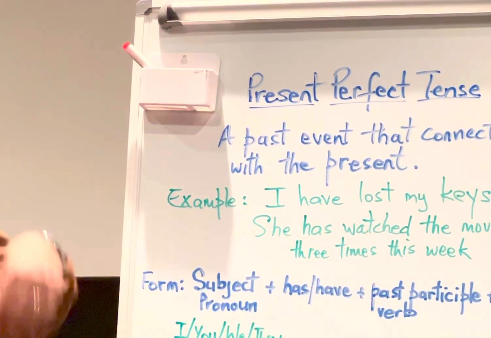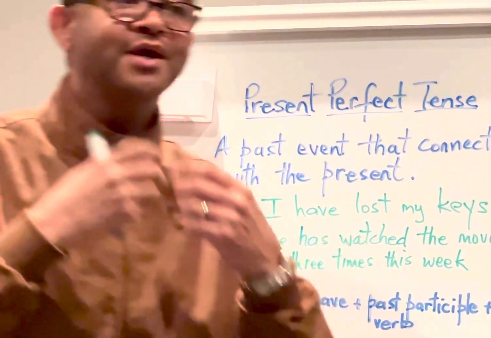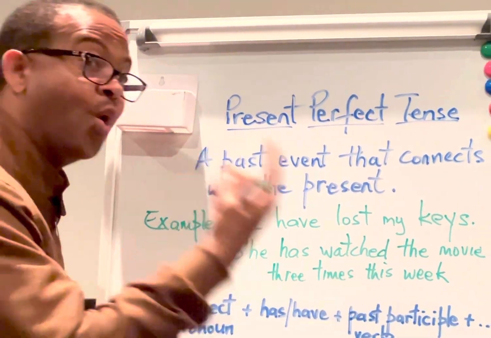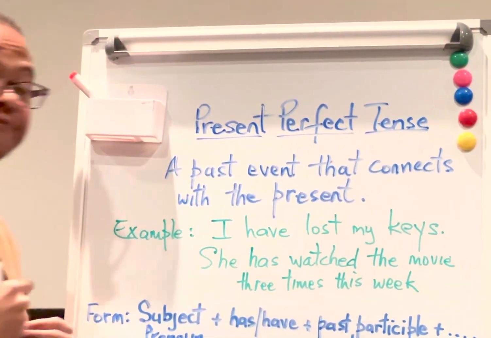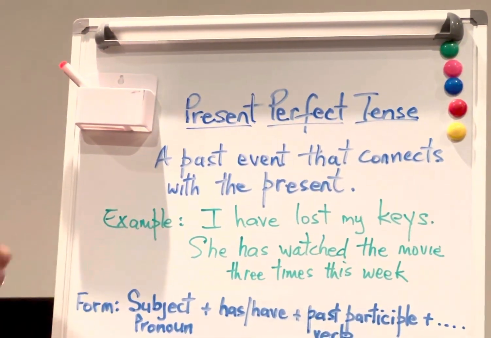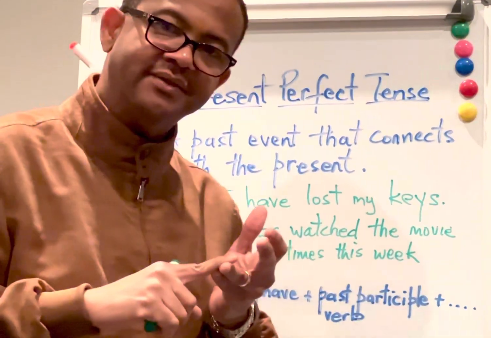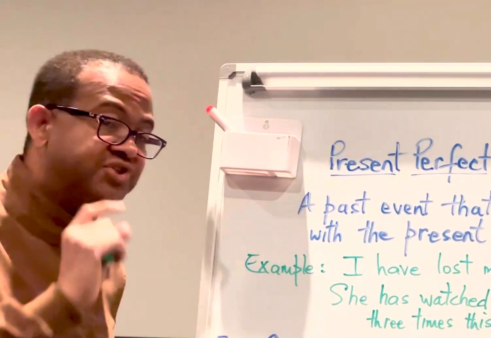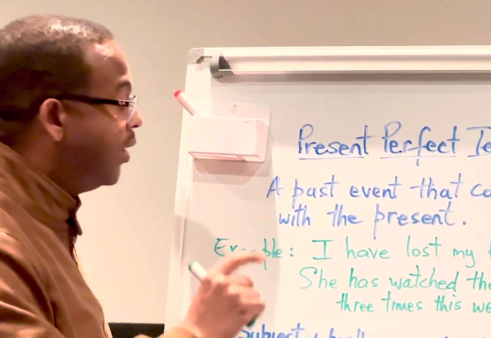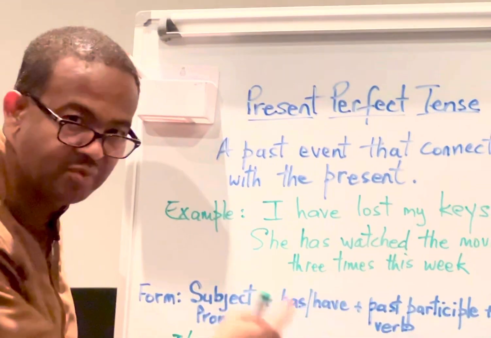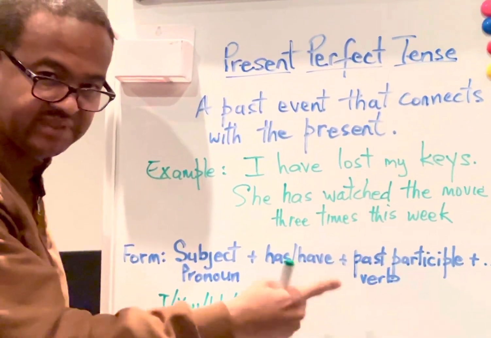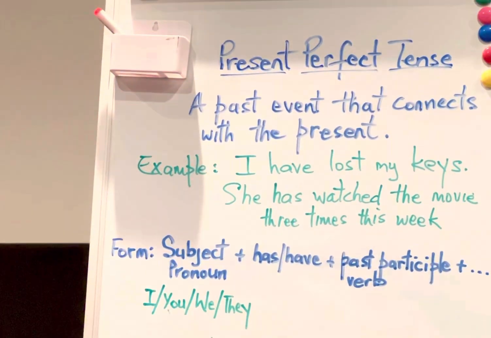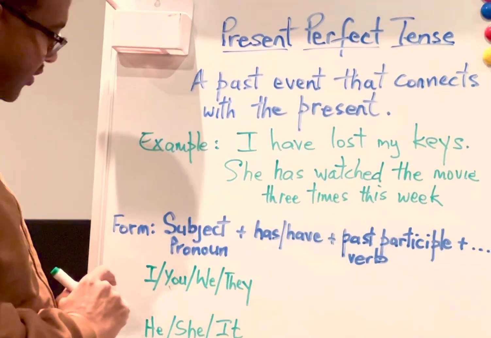I mentioned break, past tense, broke. Past participle would be broken. Same for speak, past tense, spoke. Past participle, spoken. So the challenge is to know what the irregular verbs are in the past participle form. That is the challenge.